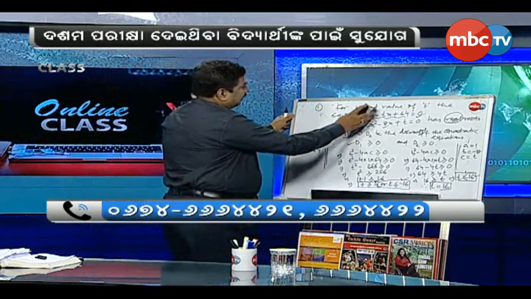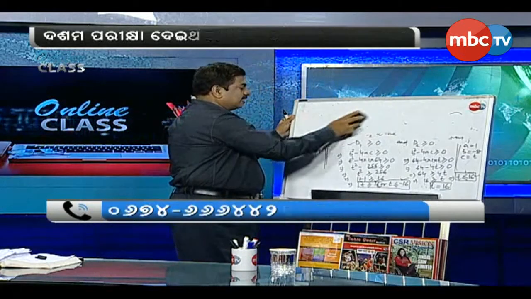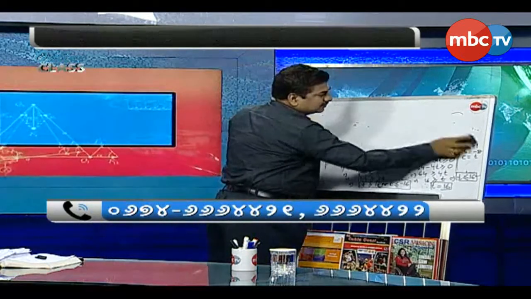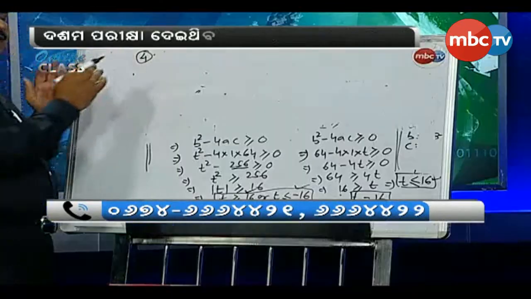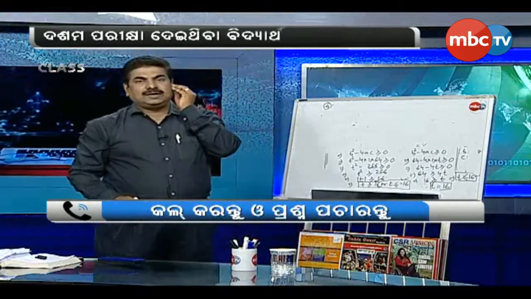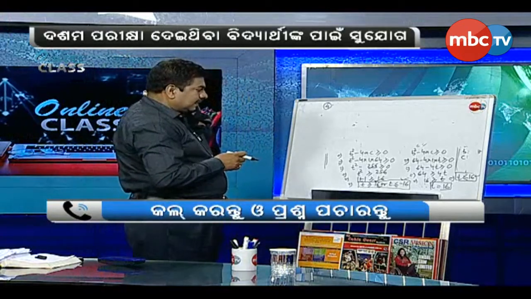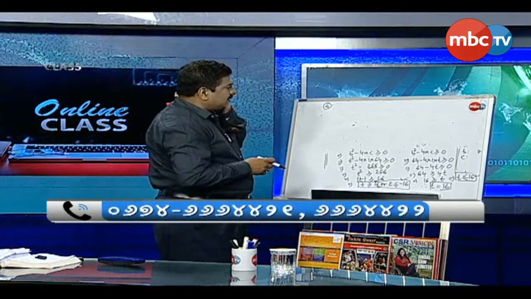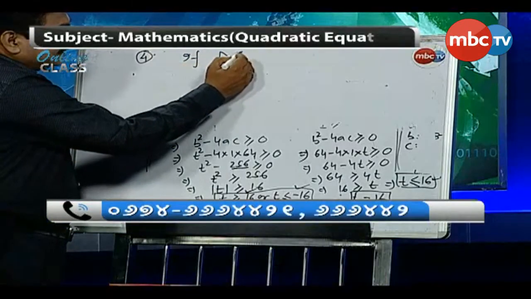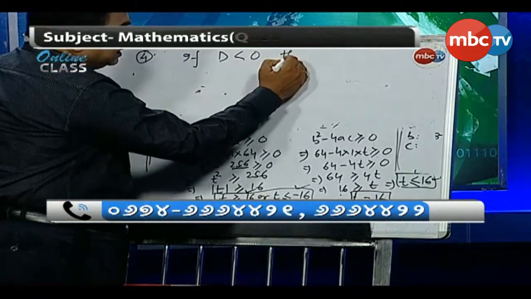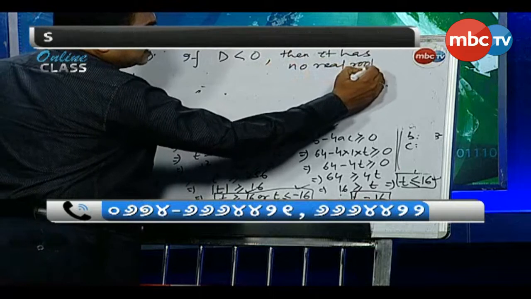Next, the nature of the roots, the fourth point, dear. This part is important, basically used in the 11th class. I have already told you, if D is greater than 0, then the roots are real and distinct. If D equals 0, then the roots are real and equal. Here you see, if D is less than 0, dear, then it has no real roots.